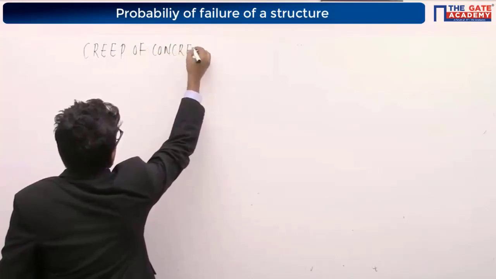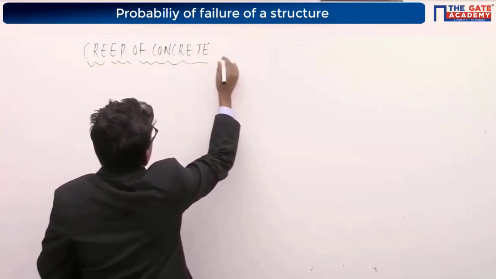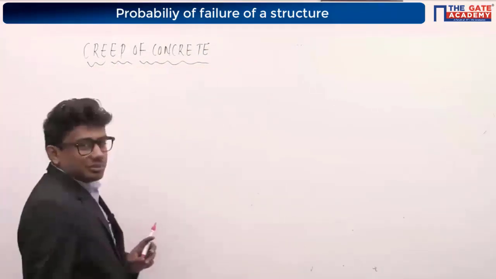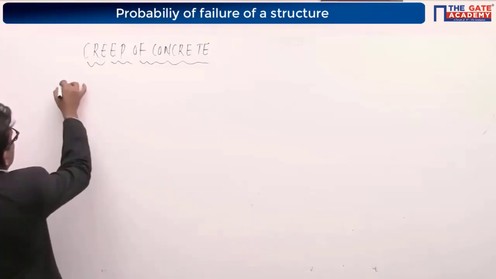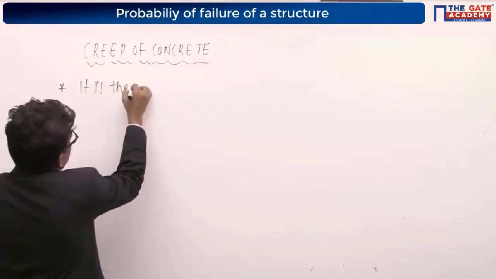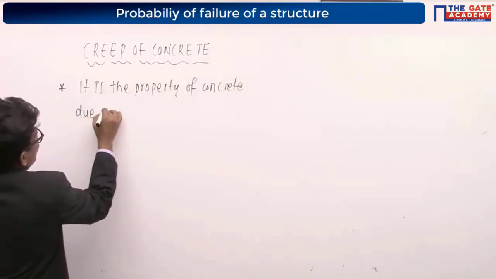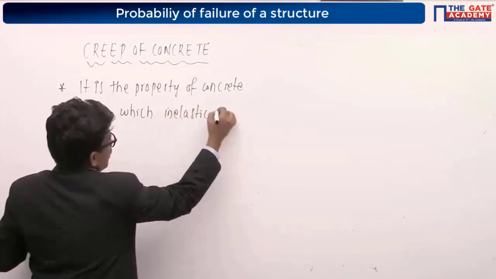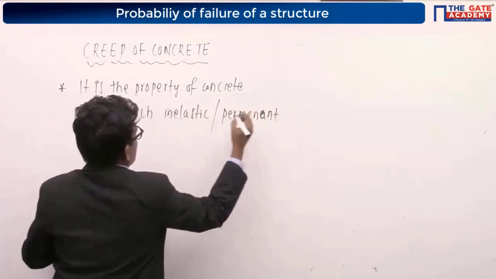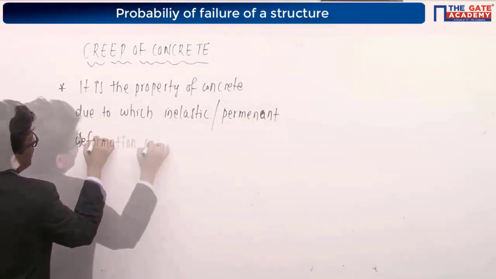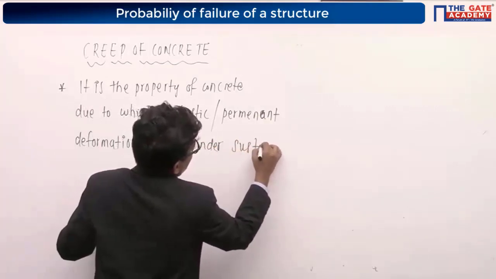We have to deal with the creep of concrete in the coming sessions, so I am going to discuss it clearly here. What is meant by creep of concrete? You can write it: it is the property of concrete due to which inelastic or permanent deformations occur under sustained loads.